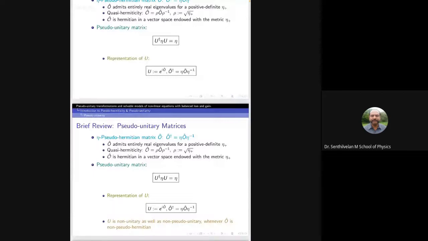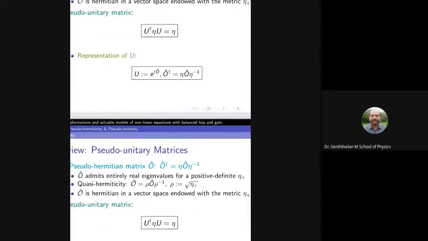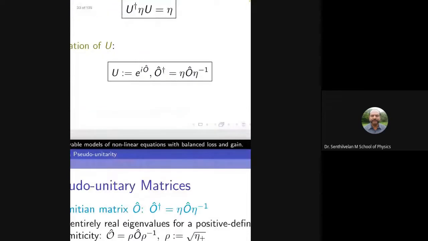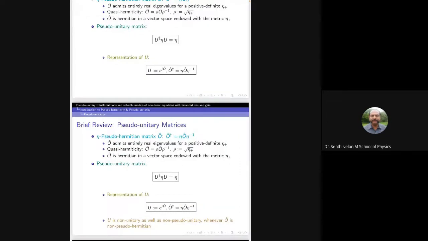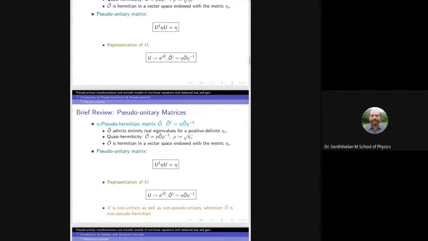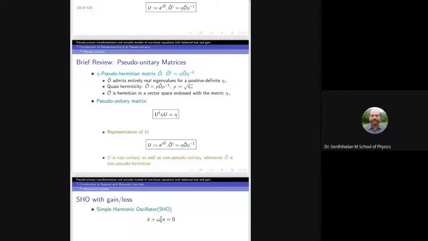Similarly, if we exponentiate any pseudo-Hermitian operator with a multiplication factor of imaginary i, then that is a pseudo-unitary operator. As you can see here, O dagger is eta O eta inverse, that is, O is pseudo-Hermitian, and here U is defined as e to the power iO, and one can check easily this matrix U satisfies its defining relation U dagger U is equal to eta. Okay. Now, one point: U is non-unitary as well.